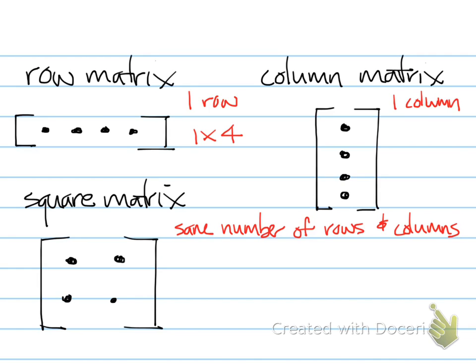That row matrix is a 1 by 4 matrix. The column matrix is a 4 by 1 matrix. And the square matrix is a 2 by 2 matrix.